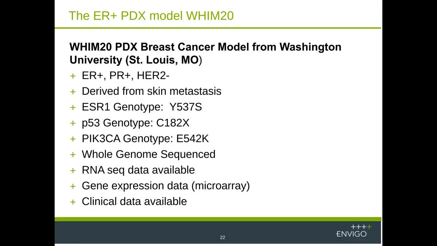The second PDX model that we tested was the WIM20 model, again, from the WIM collection from Washington University. And this is an ER and PR positive model that is HER2 negative. It is derived from skin metastases, and it has been shown to have the Y537S ESR1 mutation. And it also has mutations for P53 and PIK3CA. As for WIM5, we have whole genome sequence data, RNA-seq data, and gene expression data available in addition to the clinical data.